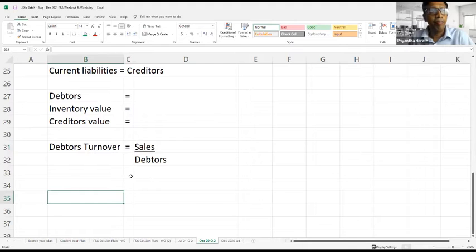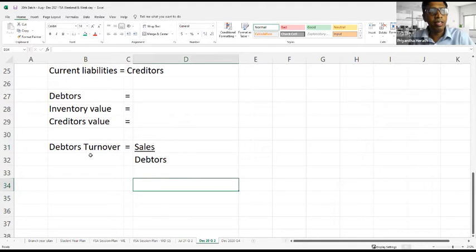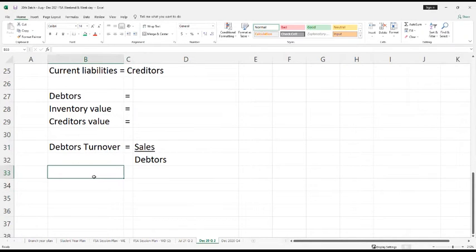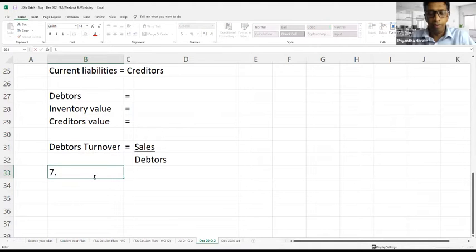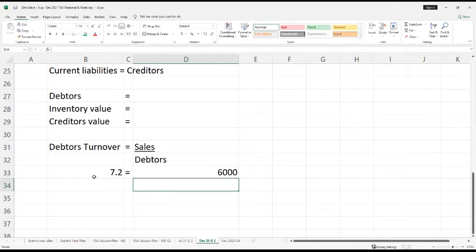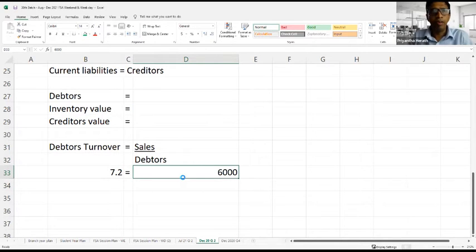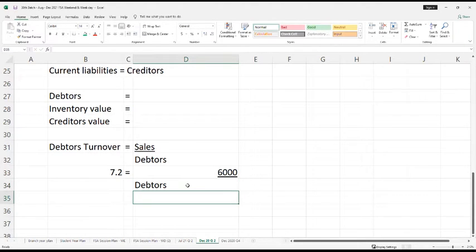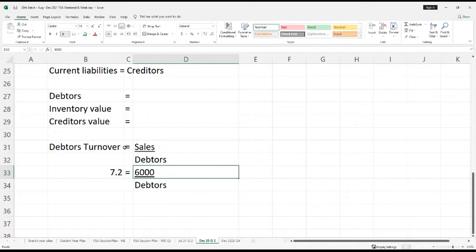Right. And in this, given in the question, how many times debtors turnover? 7.2 is provided. The answer is given. And also, the sales also given. Sales value is 6,000. It's also given. Right? The sales given. And what is missing? Debtors. So now you can find.